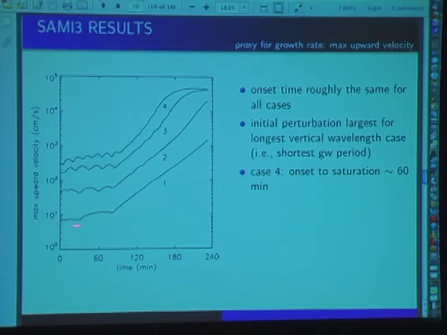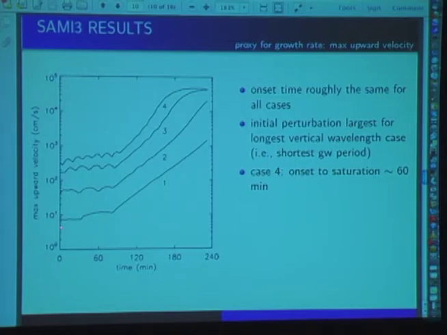So these were the four cases, the short vertical wavelength and the very long wavelength. And you can see here these oscillations. That's from the gravity wave with a 15-minute perturbation. Down here is only about one. It's a 1-hour perturbation. And what's interesting is, first off, at this point in time, a little bit over an hour, they all take off. And if you look at the slopes here, they're all about the same. So you perturb the system, it goes unstable about the same time with the same growth rate.